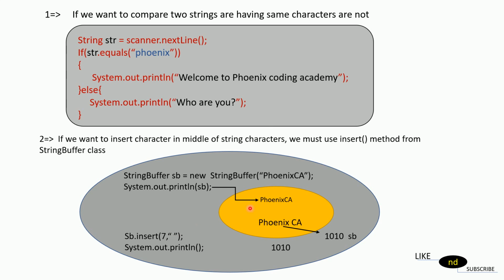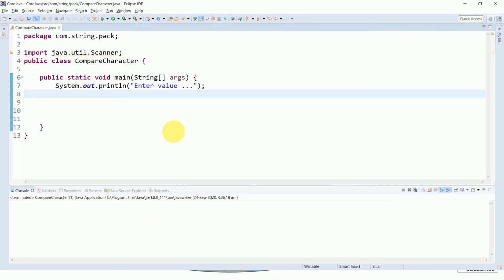If I want to put a space between Phoenix and CA, then what I have to do is use sb.insert. Insert is a predefined method, right? We take the index where we want to put the character, and then we give the space. You can insert anything else you want. It will print the space between Phoenix and CA, like this. Now we will check inside Eclipse what is happening here.